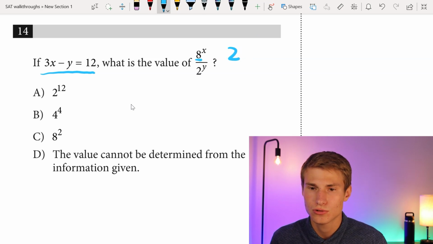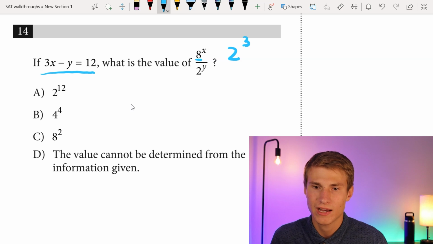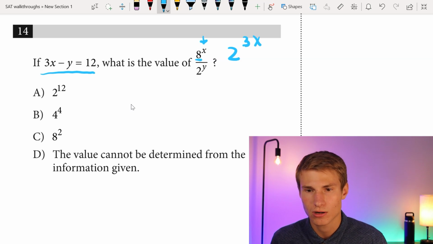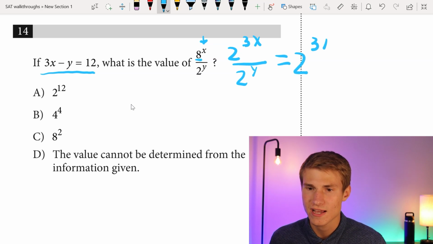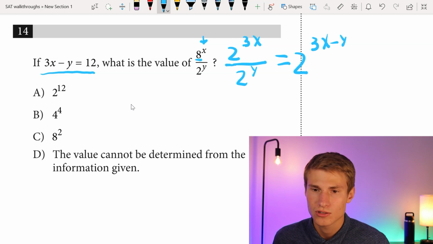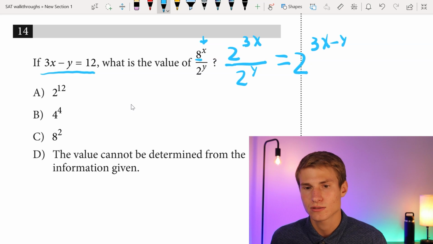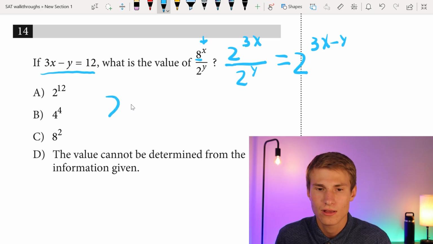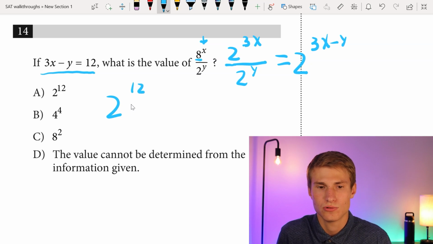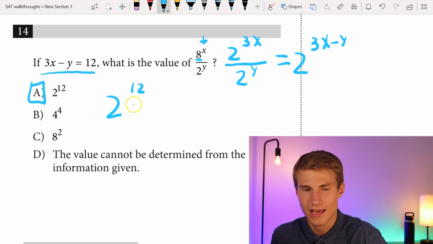So we're going to have 2 to the third power, and we have to keep in mind we still have this x, so it's going to be 2 to the power of 3x divided by 2 to the power of y. Now this is going to equal 2 to the power of 3x minus y, because we have the same base of 2. Since we're dividing, we subtract the exponent in our denominator from the exponent in our numerator. That equals 2 to the power of 3x minus y, which we know is equal to 12. Therefore, our answer has to be 2 to the power of 12, which is answer choice A.